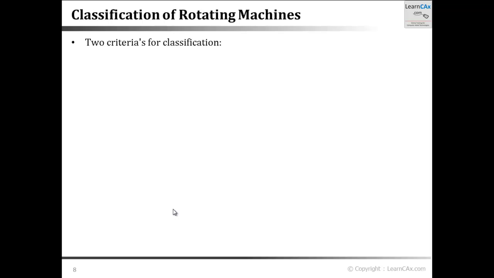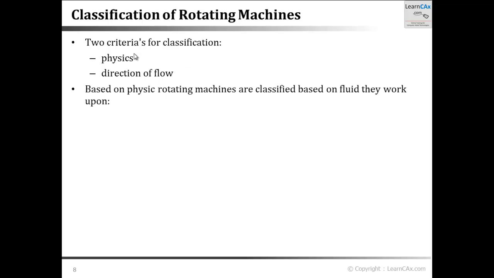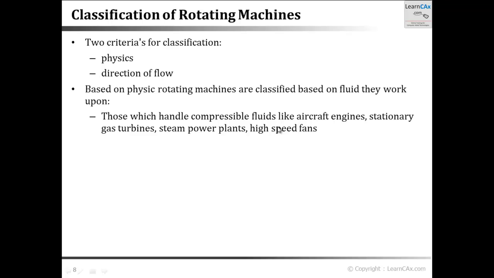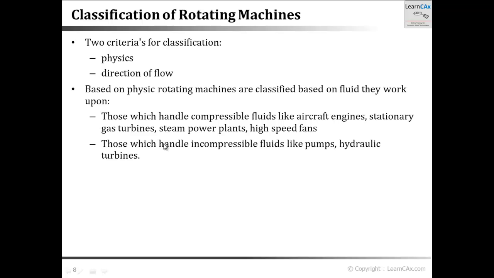These devices are also classified among them depending upon various criteria. The first criterion is physics, or the fluid that is present. The next criterion is direction of flow. Based on physics, these rotating machines are classified on which type of fluid they work upon. The fluid can be compressible. Examples of such turbomachinery are aircraft engines, stationary gas turbines, steam power plants, high-speed fans, etc. Whereas there are also turbomachinery equipments which handle incompressible fluids like pumps or hydraulic turbines.